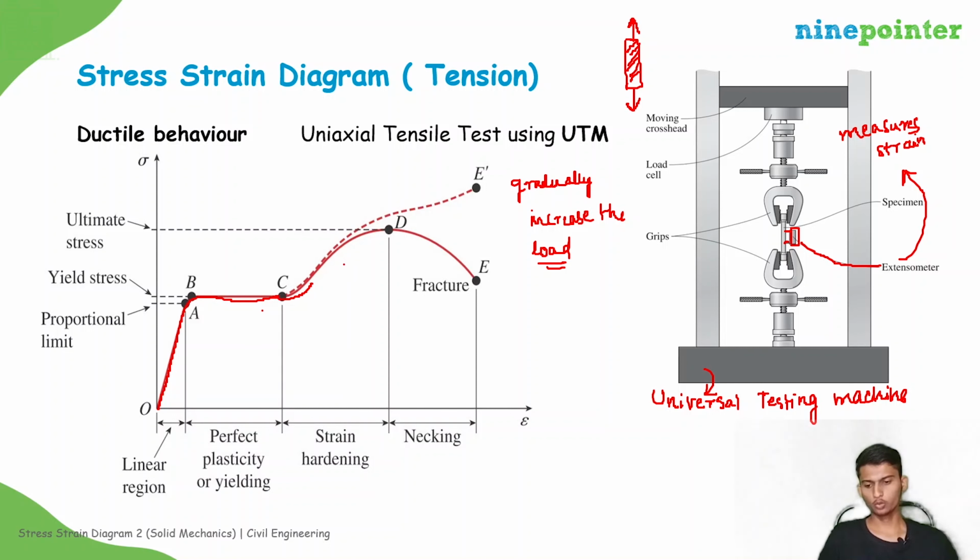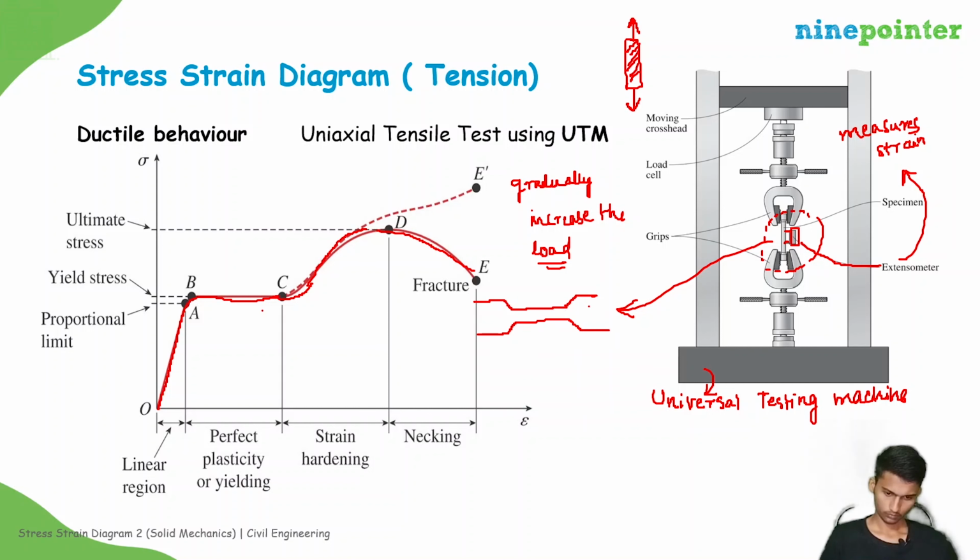Now we are going to understand the different regions we got from this graph. So this will measure the strain. If you enlarge the view here, the rod which we take will look something like this. It is prismatic in this region, right? Prismatic in this region. But at the edges, the cross-sectional area is more.